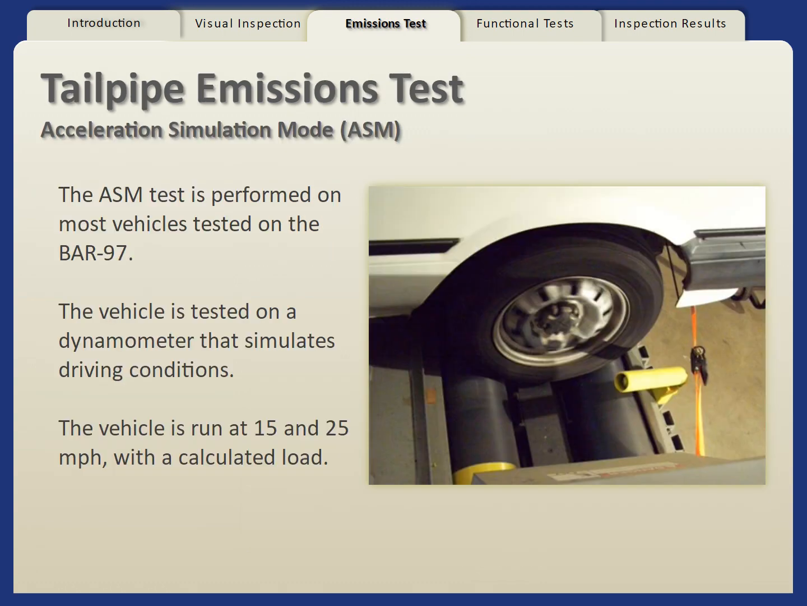The acceleration simulation mode emission test is performed by placing the vehicle being tested on a dynamometer, a treadmill-like device that simulates actual driving conditions for a more accurate measurement of the pollutants a vehicle produces. The vehicle is driven on the dynamometer at 15 miles per hour and again at 25 miles per hour. The calculated load is determined by the EIS.